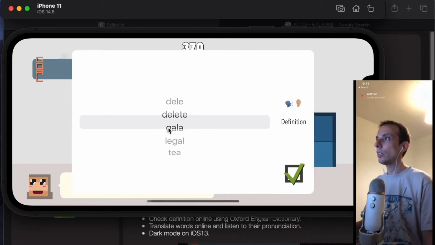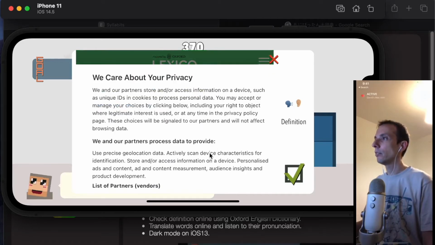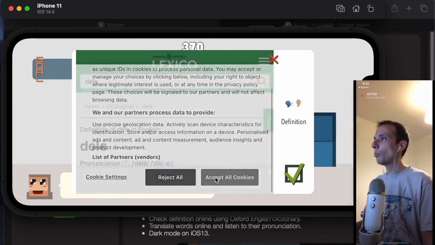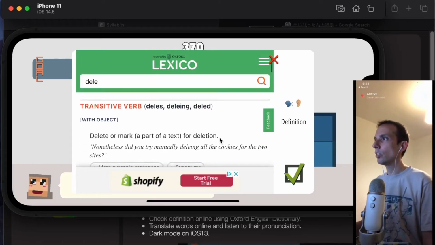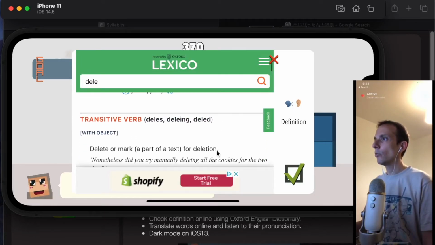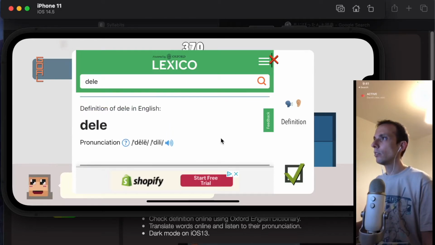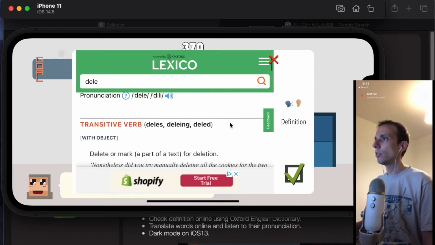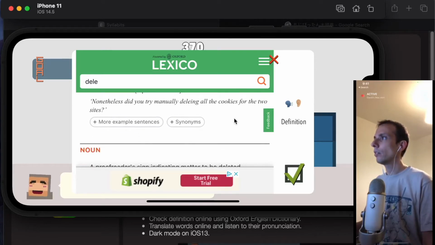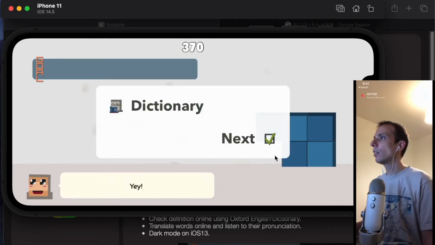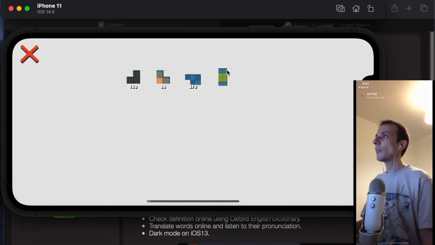Right, so these are the words I made. I don't know what dele is. What's dele? Right, accept all cookies. So this is the Oxford Dictionary. State of mind, transitive verb. Oh, okay. Delete all the cookies is like deleting. I have no idea. Right, next stage.